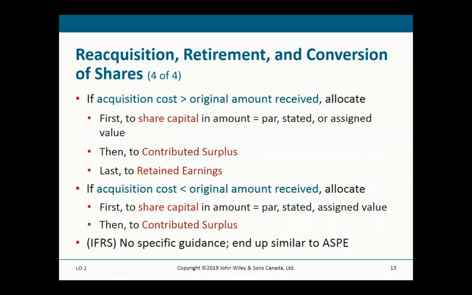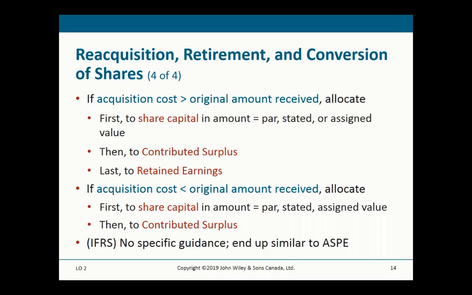So if the acquisition cost is greater than the average price per share, then obviously we allocate it first to the share capital, then to contributed surplus, and lastly to retained earnings.